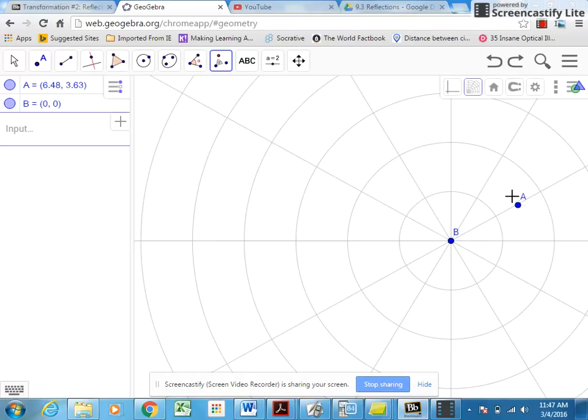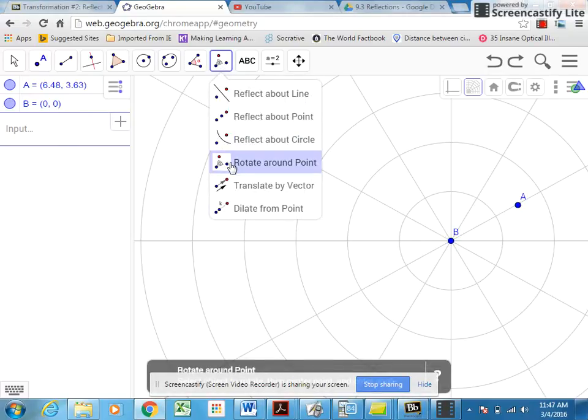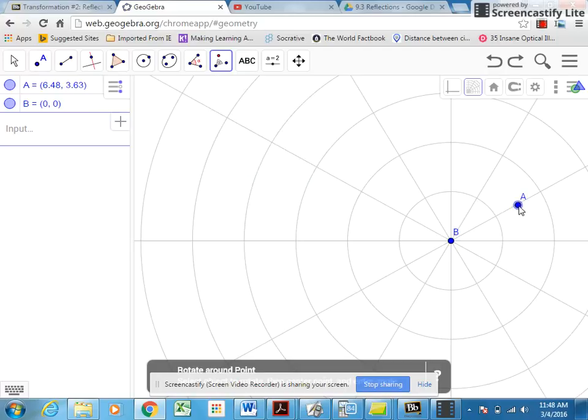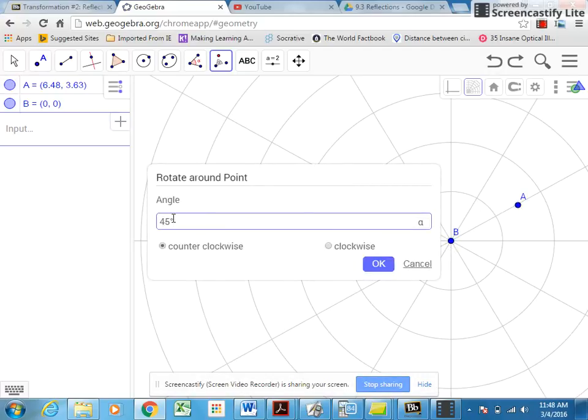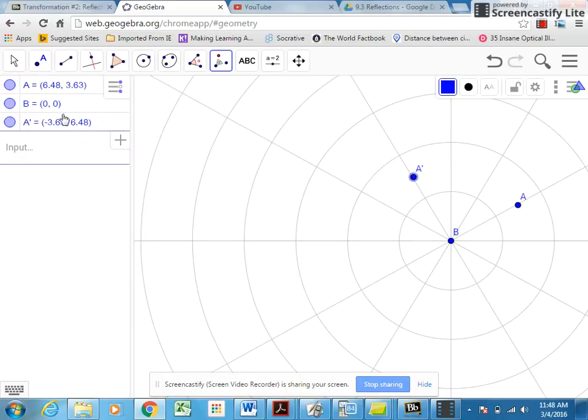So I have a point A, and it is 6.48, comma 3.63. Very random point. All of our rotations will be about the origin. That's why I have point B established. So the first thing I'm going to do here is rotate around a point. I'm taking A, rotating it about the origin, and we're going to do a 90-degree rotation. Here's our new point over here, from quadrant 1 to quadrant 2.